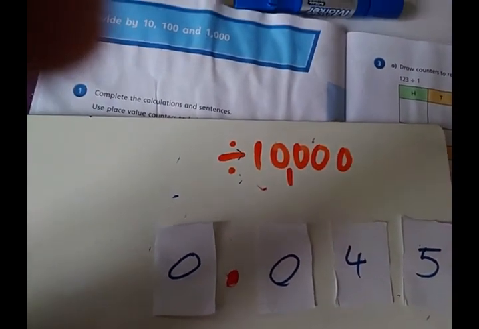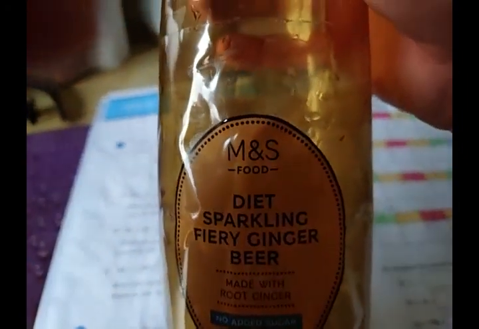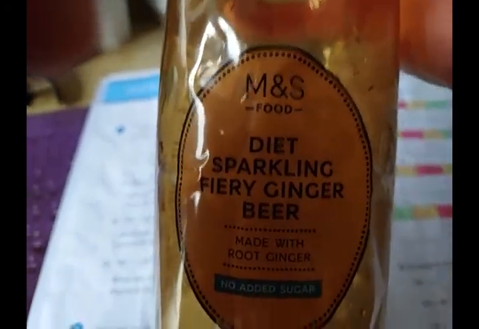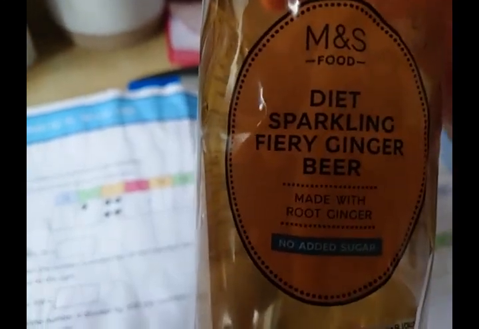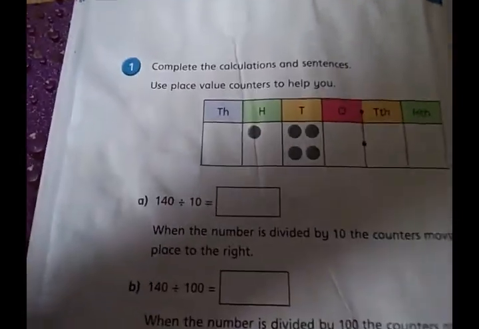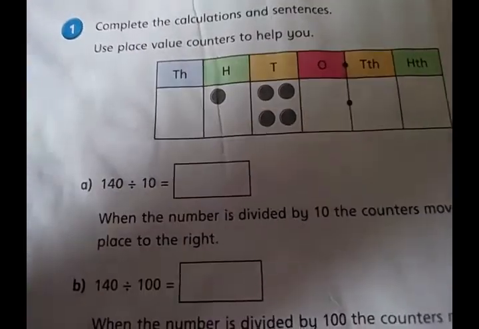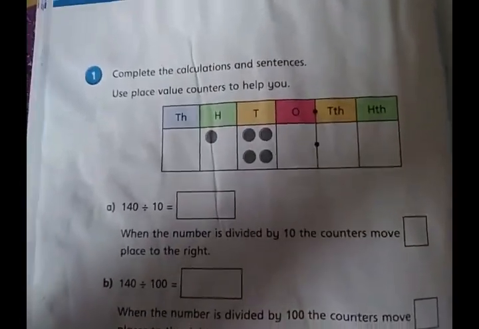Let's have a quick look at the questions that you've been set, see if there's anything tricky going on. Now, annoyingly, I was drinking this yesterday. Diet Sparkling Fiery Ginger Beer. Made with the root ginger. Absolutely delicious. However, as you can see by the state of my page, the very delicious Marks & Spencer's Diet Sparkling Fiery Ginger Beer, made with root ginger with no added sugar, I had a wee bit of an accident, so my page is a bit wrinkly now. Anyway, not to worry, we can still maths. Pardon me, let me just carry on, my video stopped there.